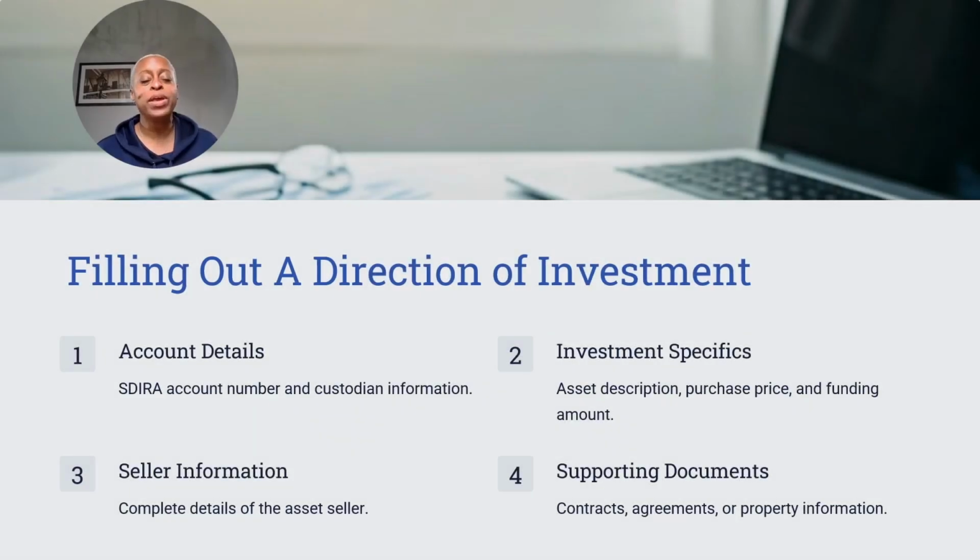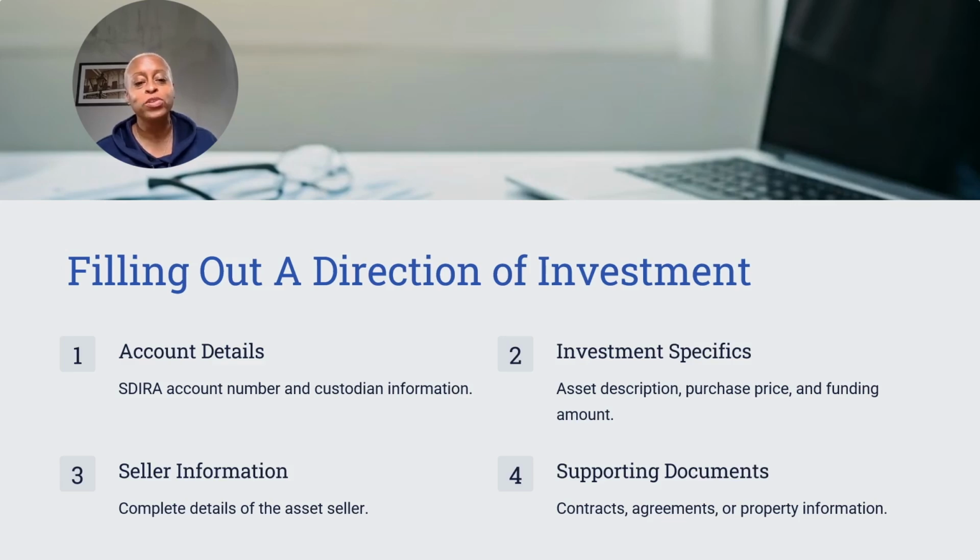And so now we have found a borrower, we have agreed to terms, and we've completed our underwriting, and we're good to go, right? Nah, we got to fill out the direction of investment. This comes directly from the custodian. And so I'm going to show you what one looks like from Equity Trust, because that's the one that we use a lot. And I'll show you in just a second.